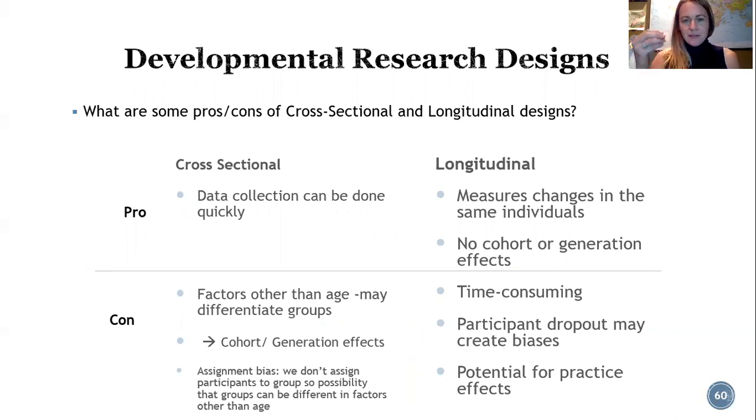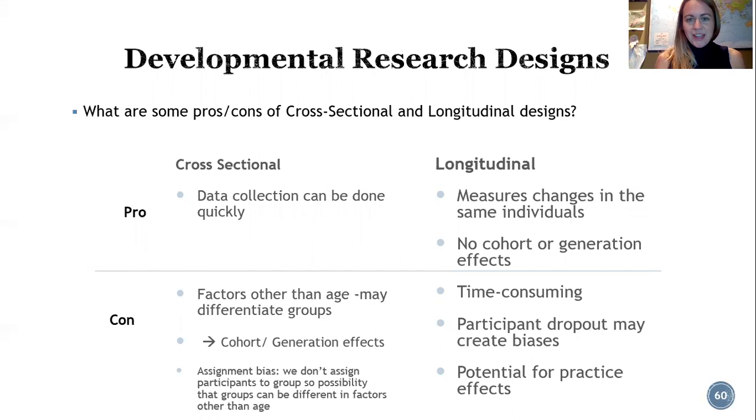So for example, there may be a difference between a 5-year-old and a 15-year-old. Well, they differ in age, obviously, but there may be other ways that they differ. For example, 5-year-olds have been exposed to technology from a younger age compared to maybe 15-year-olds who didn't have that exposure at a young age. And so their ability, for example, to process visual patterns may be different, and this may be independent of their age. So this is an example of assignment bias. Because we don't assign participants to a group, there's the possibility that factors other than that variable that we're interested in may differentiate between groups. And here it's age. So that's the downside of cross-sectional.